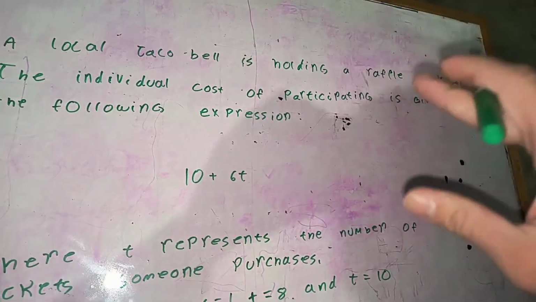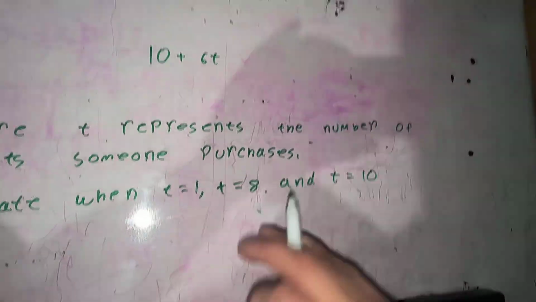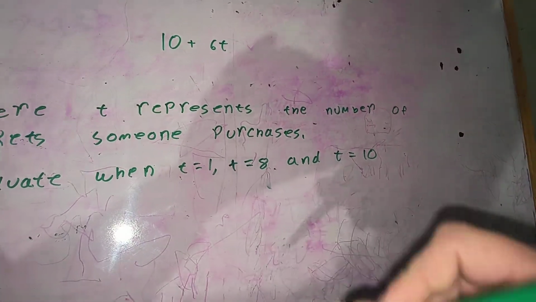First of all, talk about what is happening. A fundraiser? Really? Second of all, let's figure this out. So evaluating the expression is just replacing t with a number.